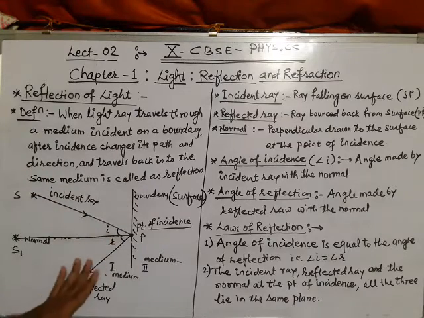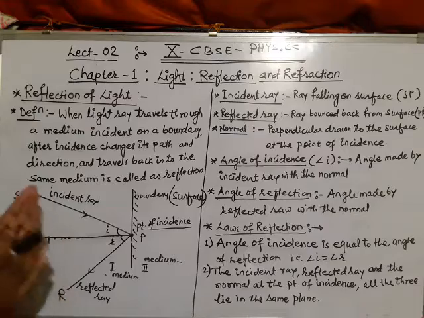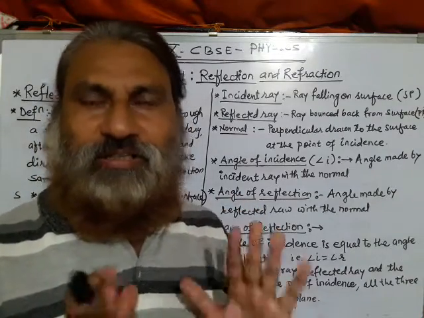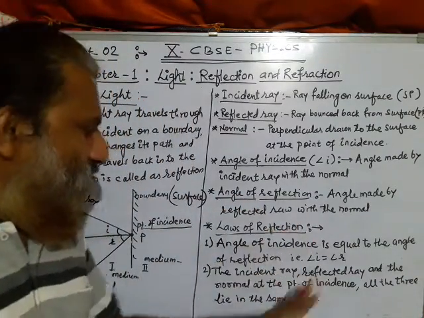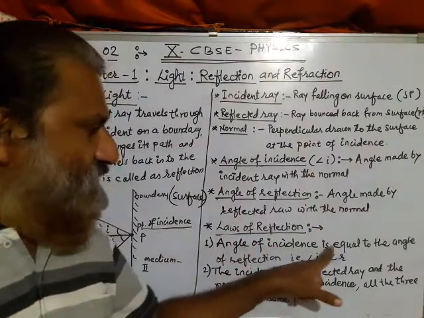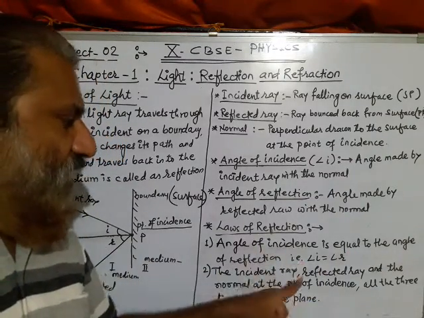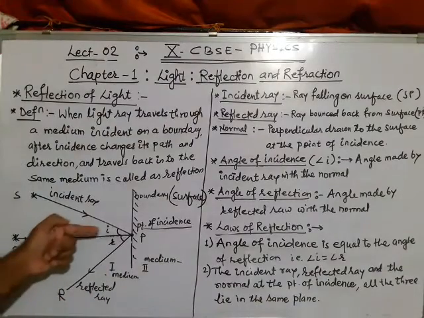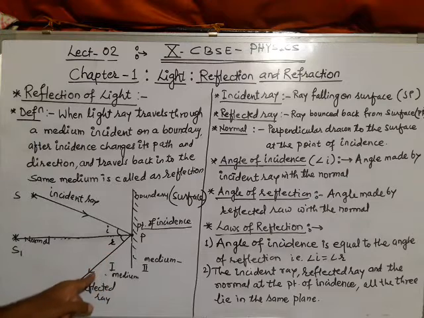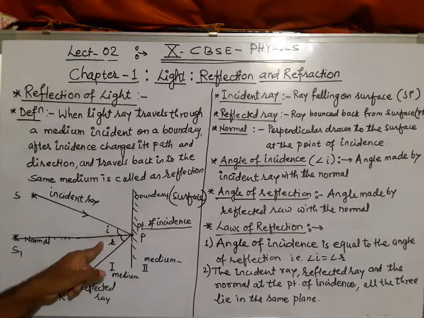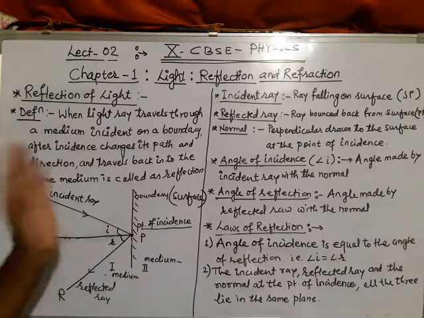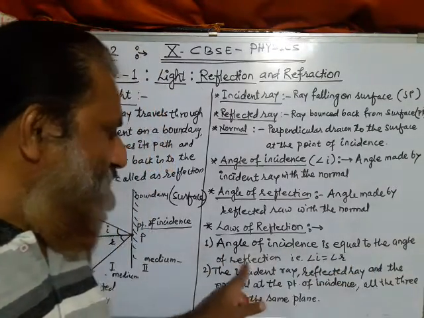Based on this, some conclusions are drawn, and these conclusions are called the laws of reflection. Here I have listed two laws of reflection. One is that the angle of incidence is equal to the angle of reflection, that is, angle I is equal to angle R. Angle I is made by the incident ray with the normal, and angle R is made by the reflected ray with the normal, and they have the same measure. So what is the first law? The angle of incidence is equal to the angle of reflection.